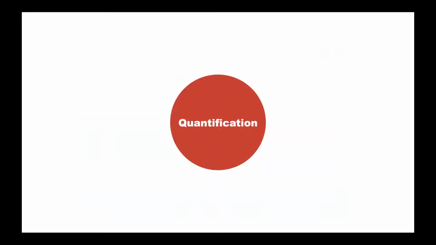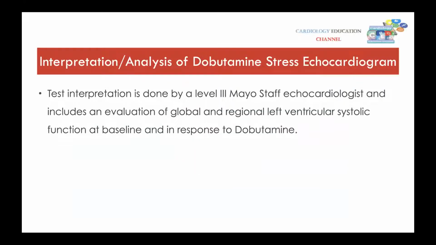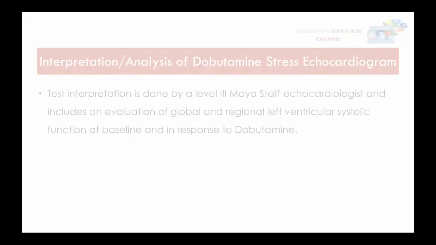But you can do it in a more quantitative way for the assessment. As we have said, the main enemy of the dobutamine is the interpreter or the operator. So the test interpretation is done by at least a level 3 echocardiologist and includes evaluation of the global and the regional left ventricular systolic function. So you are looking at the wall motion and you are looking at the LV systolic function, both at the same time. And you are using the wall motion score index.